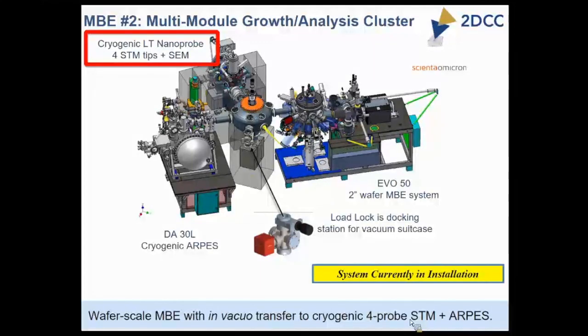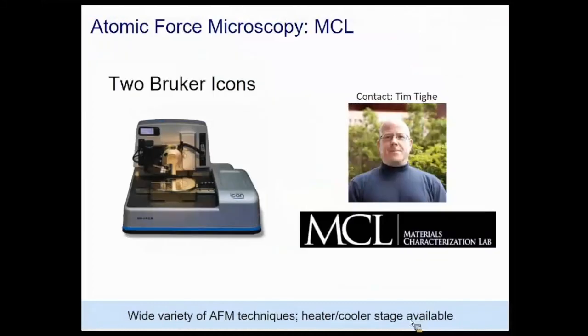This is not the only STM that's available in the 2DCC, though. As I mentioned, we have a close collaboration with the Materials Characterization Lab, and they have two Bruker Icons available, one of which has a heating and cooling stage, so there's a wide variety of temperature ranges that you can make measurements on. If you're interested in using that, you can contact Tim Teague.